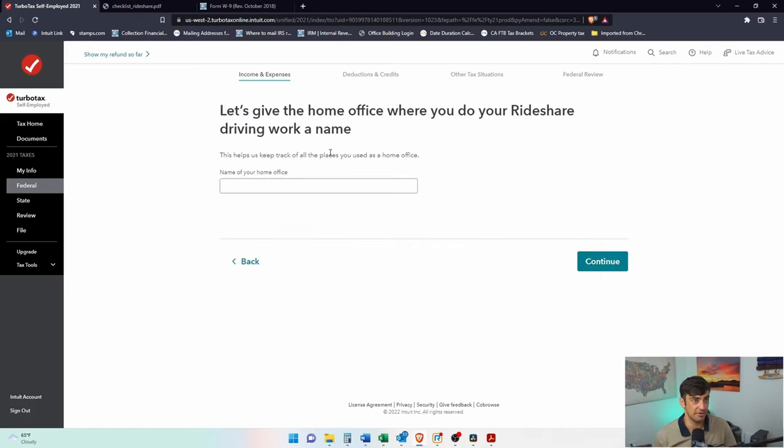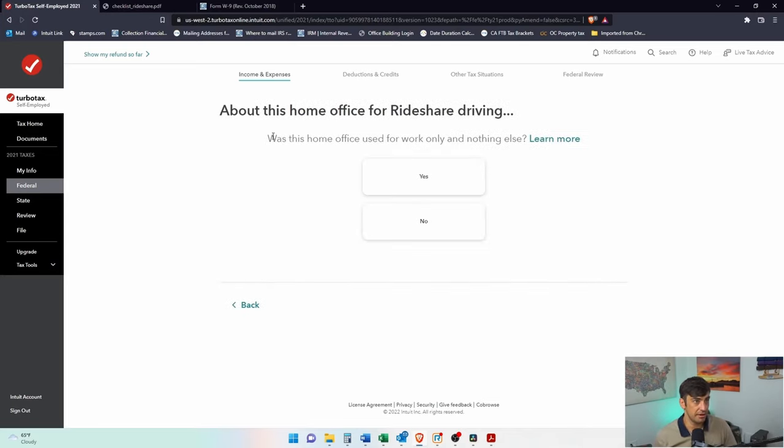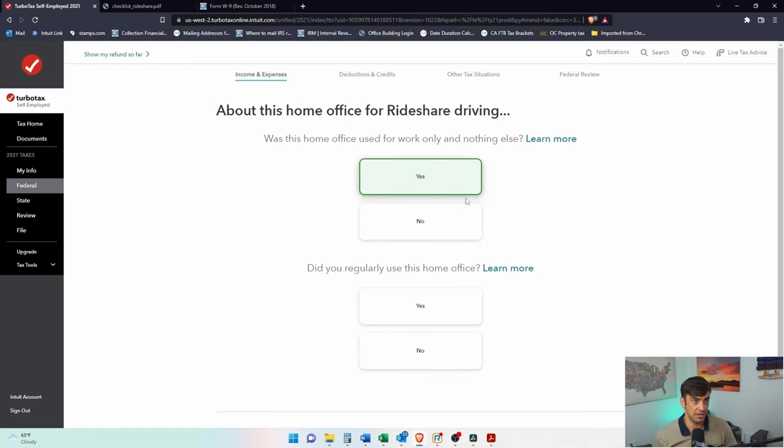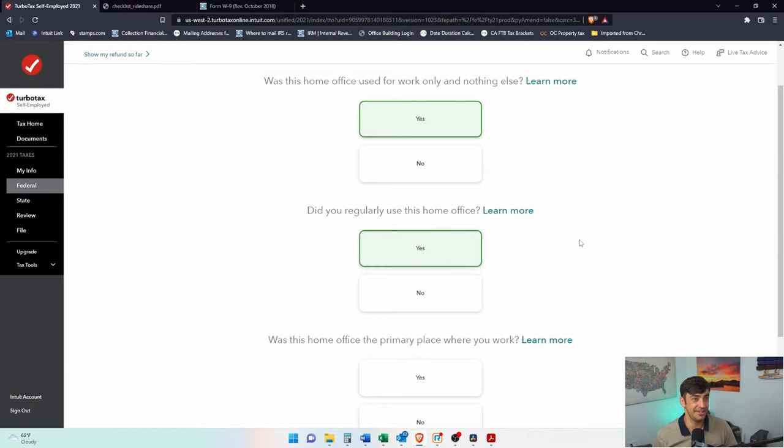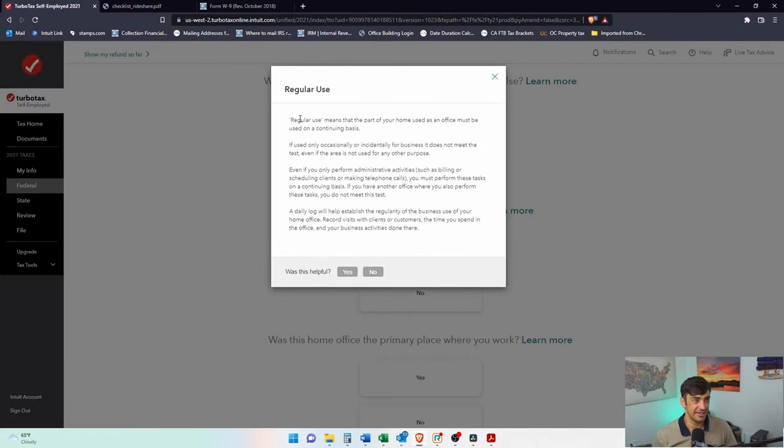I live by myself. Let's give the home office where you do your ride sharing driving a name. Okay, let's just say it's called home office. Doesn't really matter. Was this home office used for work only, nothing else? We'll say yes. Did you regularly use this? It's going to tell you here, it must be on a continuing basis.